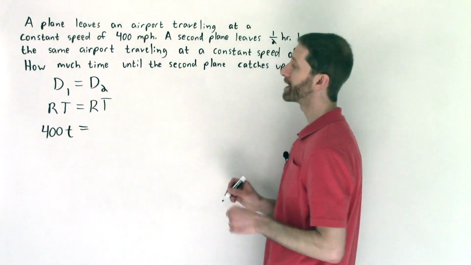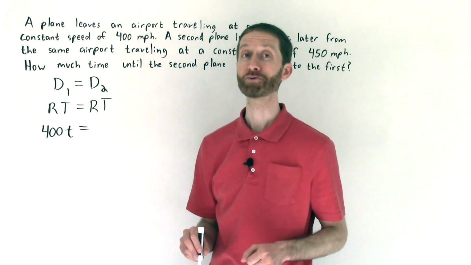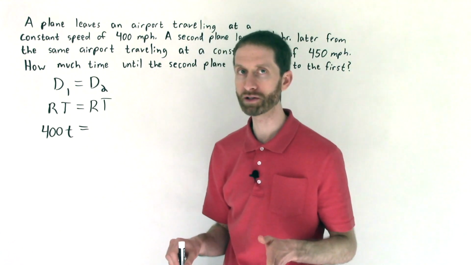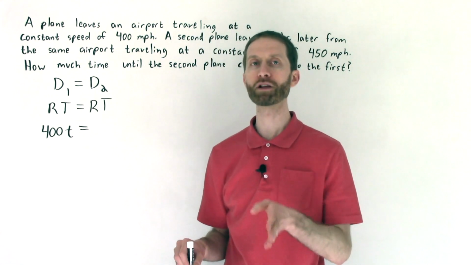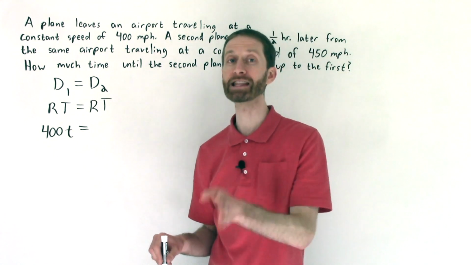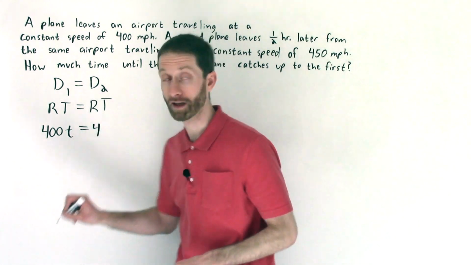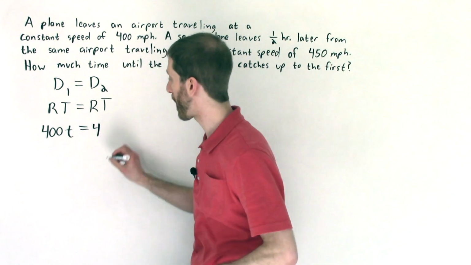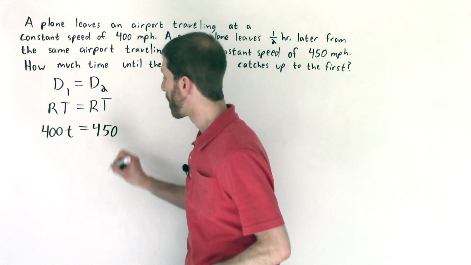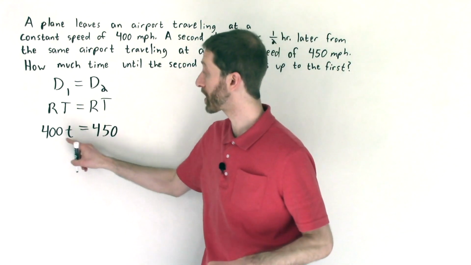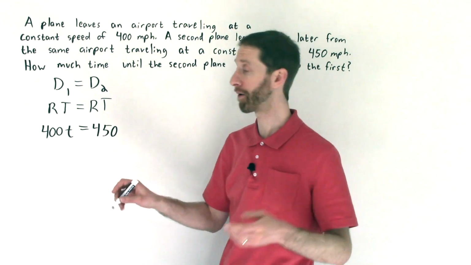So the second plane leaves a half hour later. Well, if plane 1 is traveling for t hours, that means that plane 2 is traveling for 1/2 hour less than t. So the rate of plane 2 we know is 450 miles per hour. But the time that plane 2 travels for is whatever this time is minus a half hour.